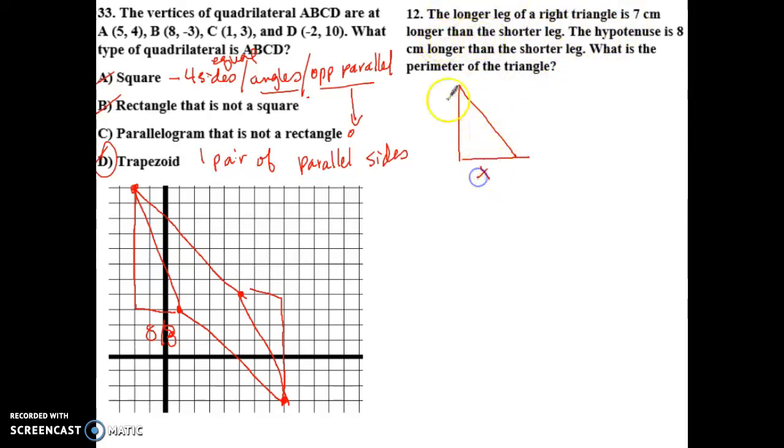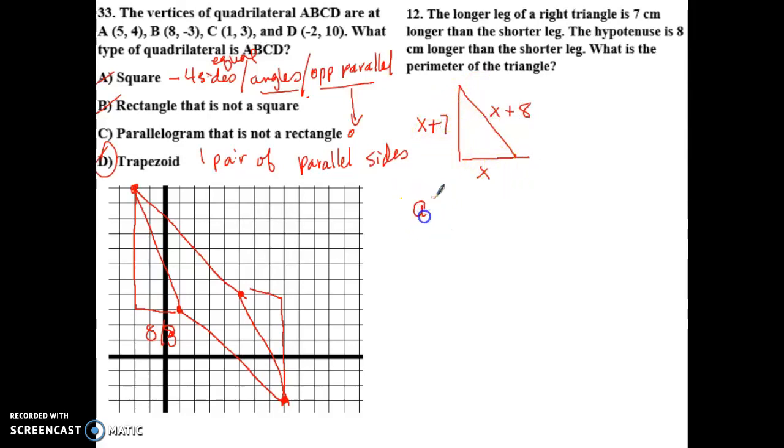So the shorter leg will be x. The longer leg will be x plus 7. The hypotenuse is 8 centimeters longer than the shorter leg, x plus 8. What is the perimeter of the triangle? Oh, shucks now. They're not even looking for x. Trying to get fancy with it.